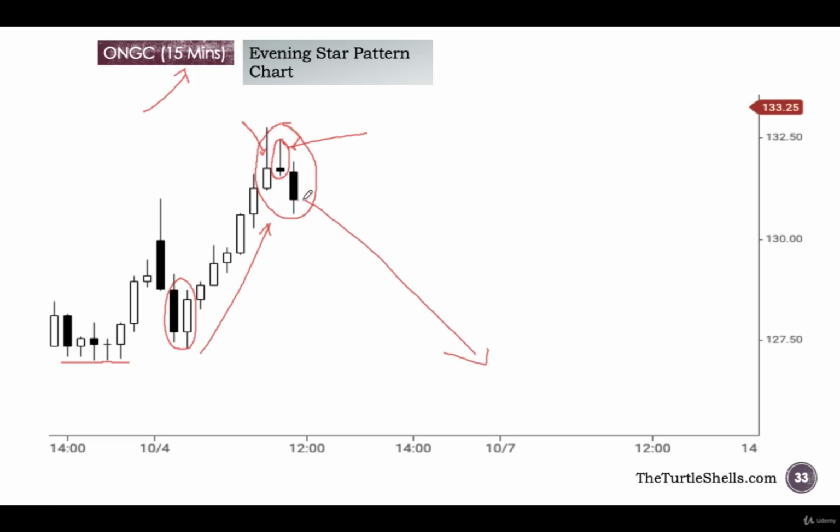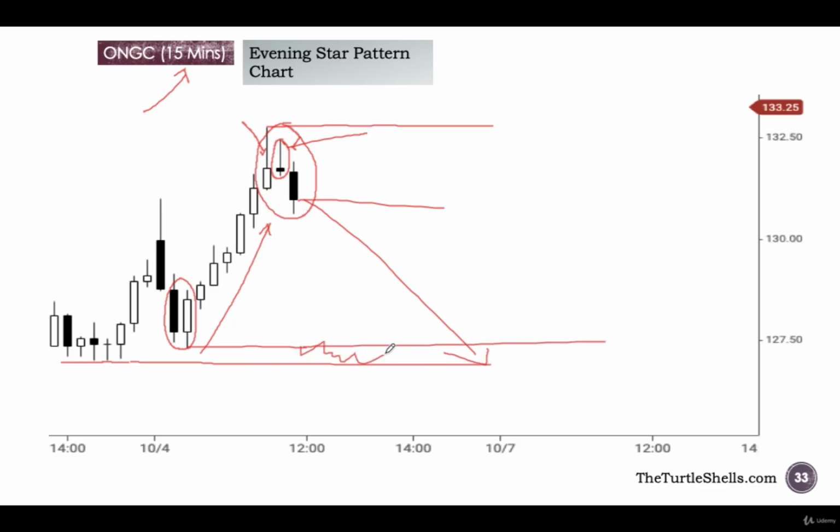So that would be our entry point. The highest high, which is this one, would be our risk. And this one and this one, that would be our support zone. So that's a support zone. So our profit target will be somewhere here. Entry will be at the close of the evening star pattern, and the stop loss will be somewhere here.